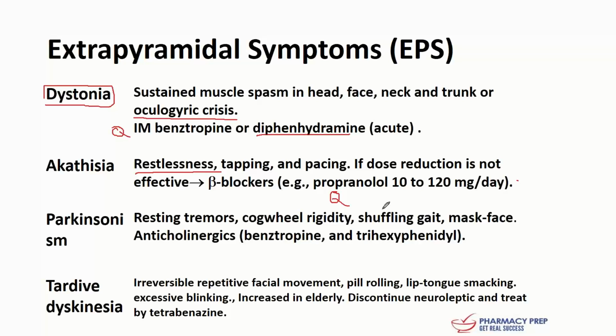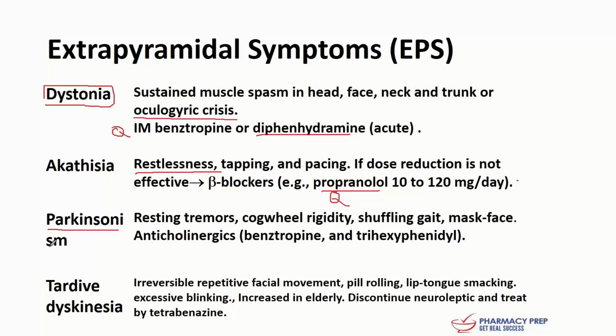So a person can be very restless. If you're counseling a patient for a minute or two, the patient may not be able to sit still, can get up and sit again and walk around. This kind of restlessness, pacing, or tapping, these symptoms combined are called akathisia. So remember, the treatment is propranolol, which is a non-selective beta blocker.